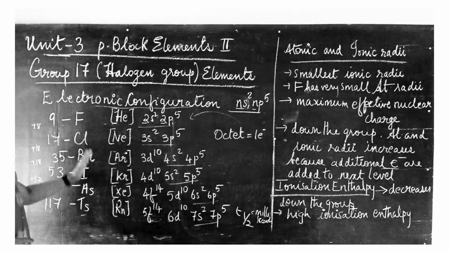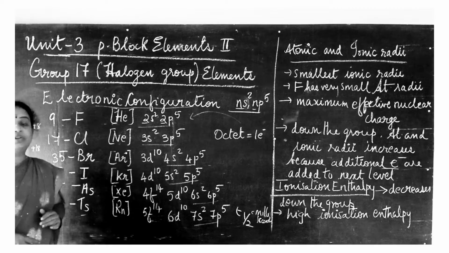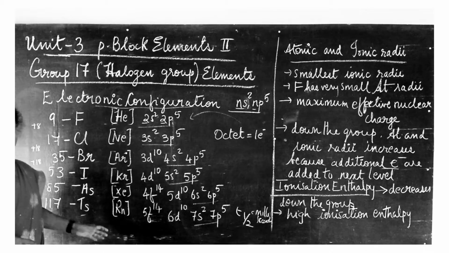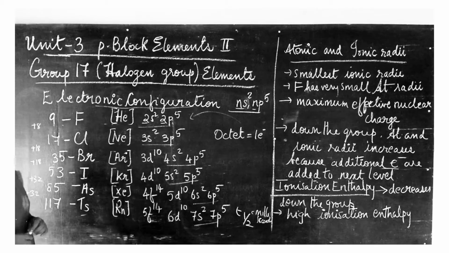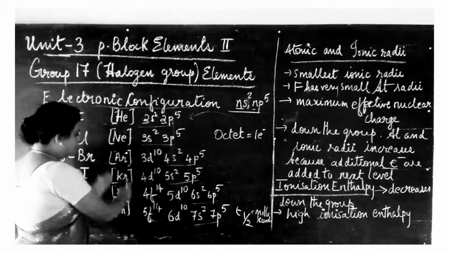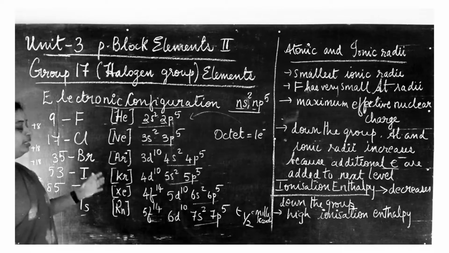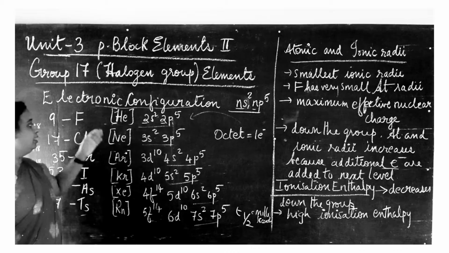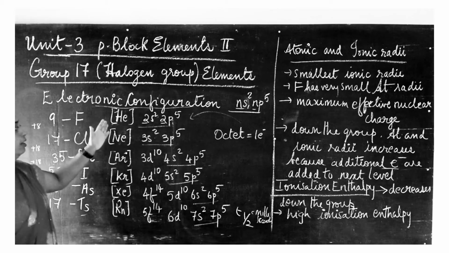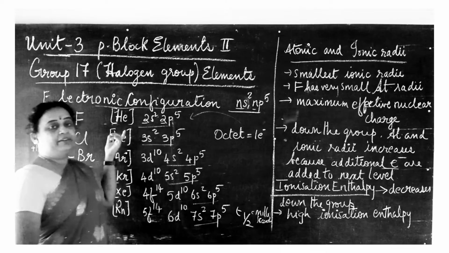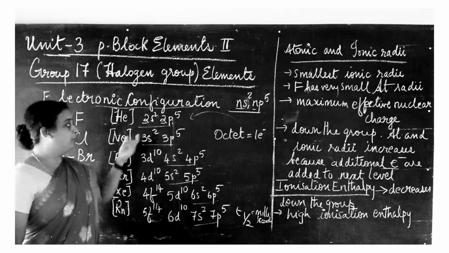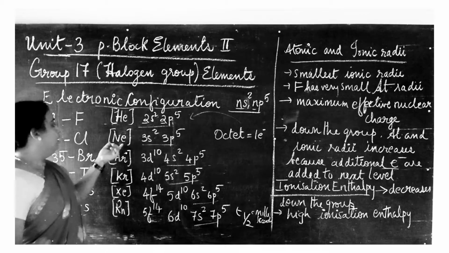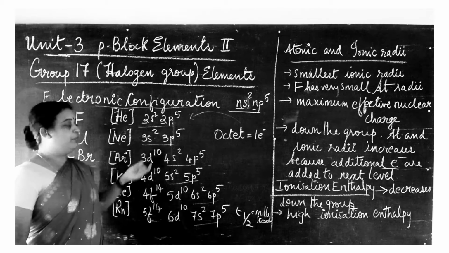To write the electronic configuration for these halogen atoms, we have to represent it with the noble gases. The noble gases in sequence are helium, neon, argon, krypton, xenon, radon. So, helium is for fluorine. It is 2s2 2p5. Helium 2s2 2p5. For chlorine, neon 3s2 3p5.